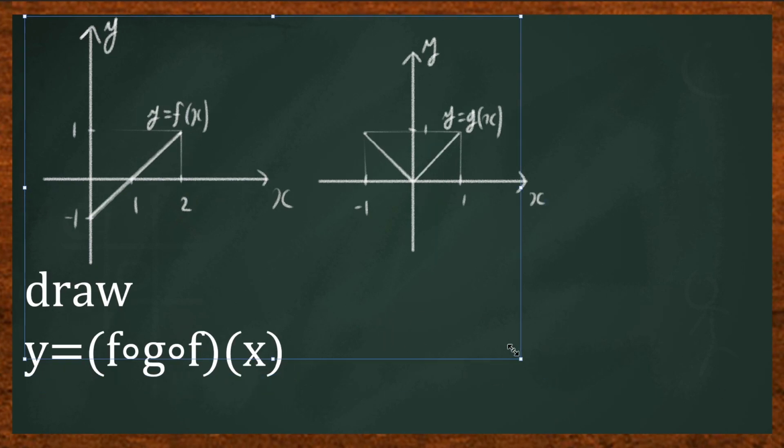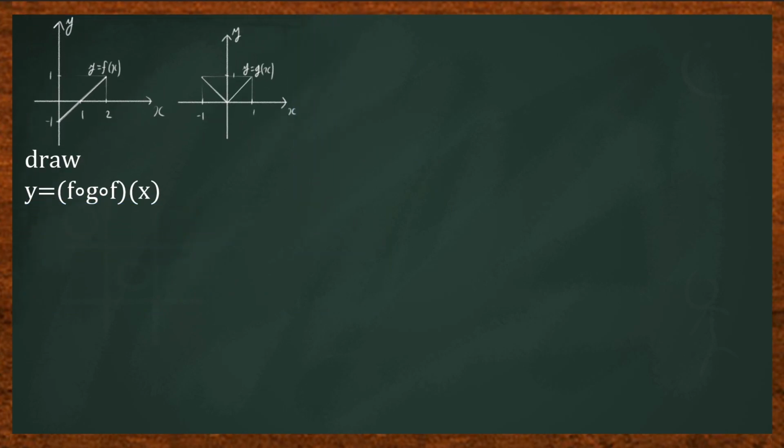So we are given this f(x) and g(x), and we need to draw f(g(f(x))). We can't draw it from nothing, so let's try to draw g(f(x)). We can't draw it without knowing anything, so let's try to express f(x) like this.